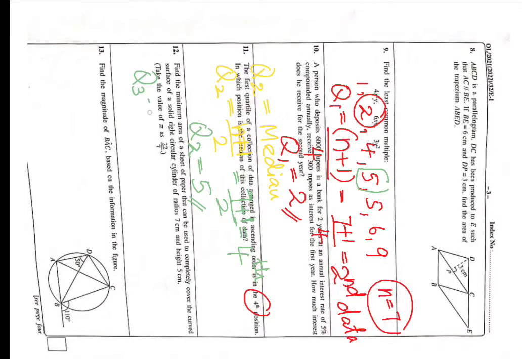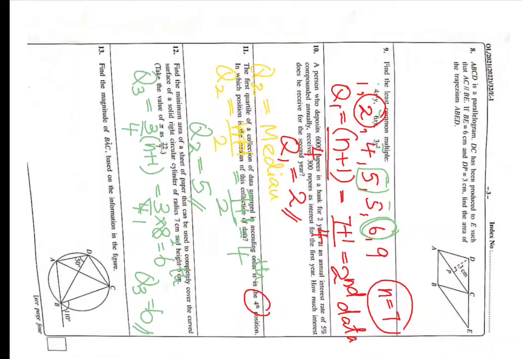Then the third quartile. Third quartile is 3/4 of n plus 1. Once again, what is n? N is 7. 7 plus 1 is 8. That means 6. I have to take the 6th data. Count 1, 2, 3, 4, 5, 6. The 6th data is 6. So this is the way of calculating Q1, Q2, Q3.